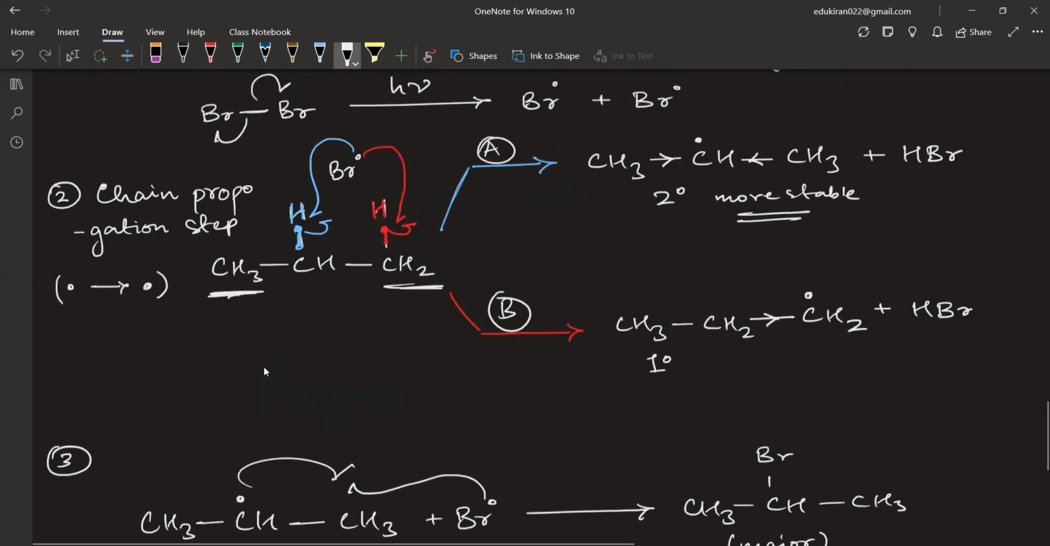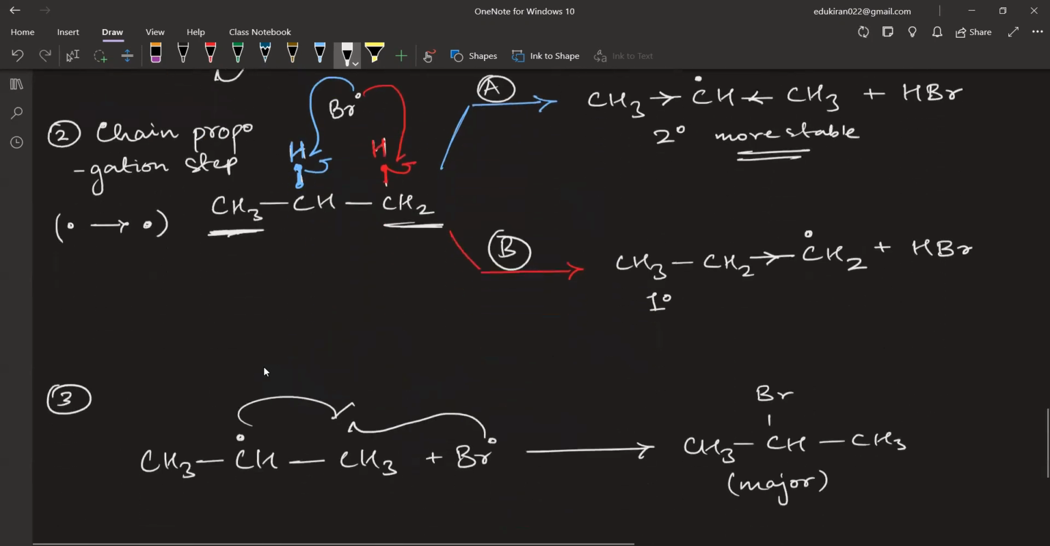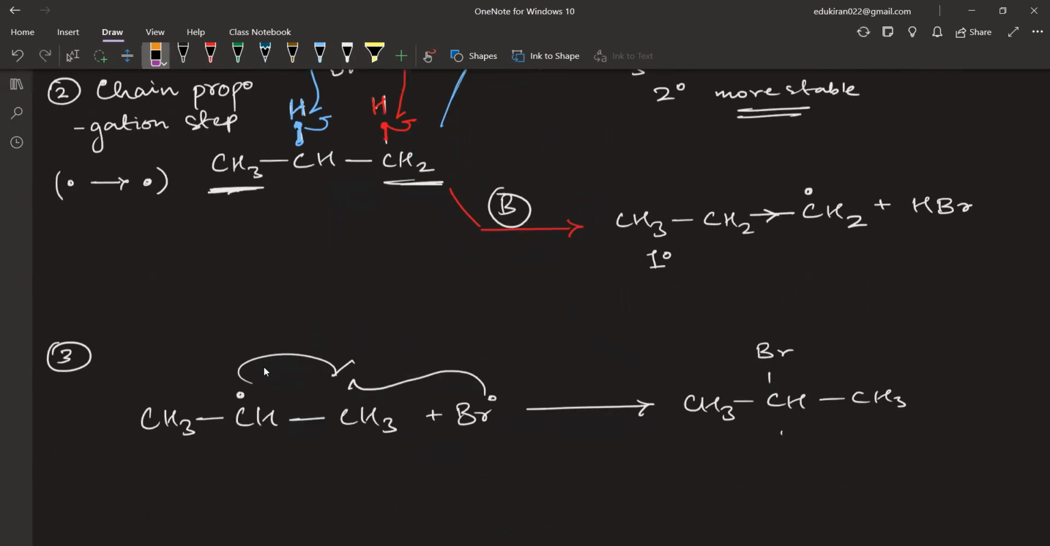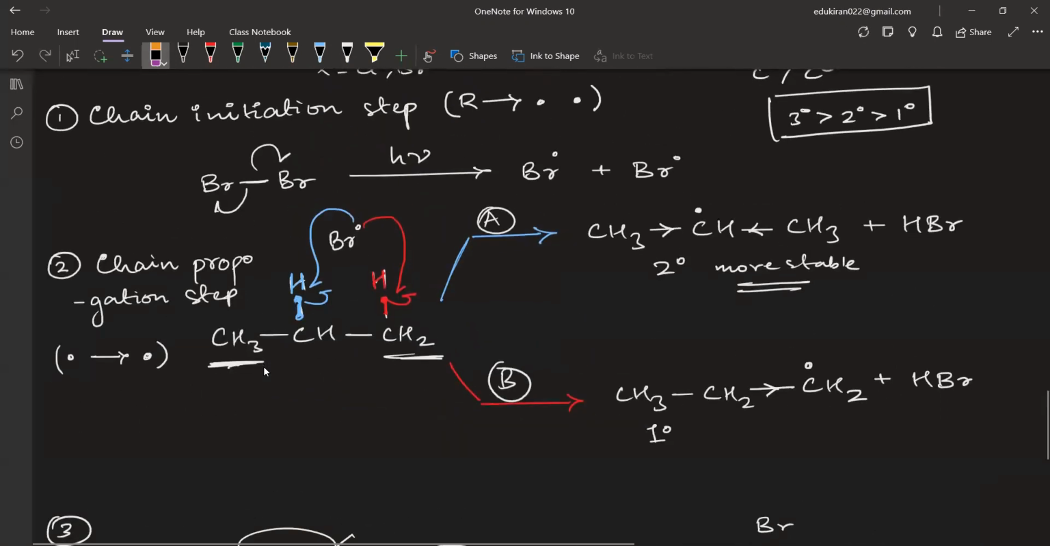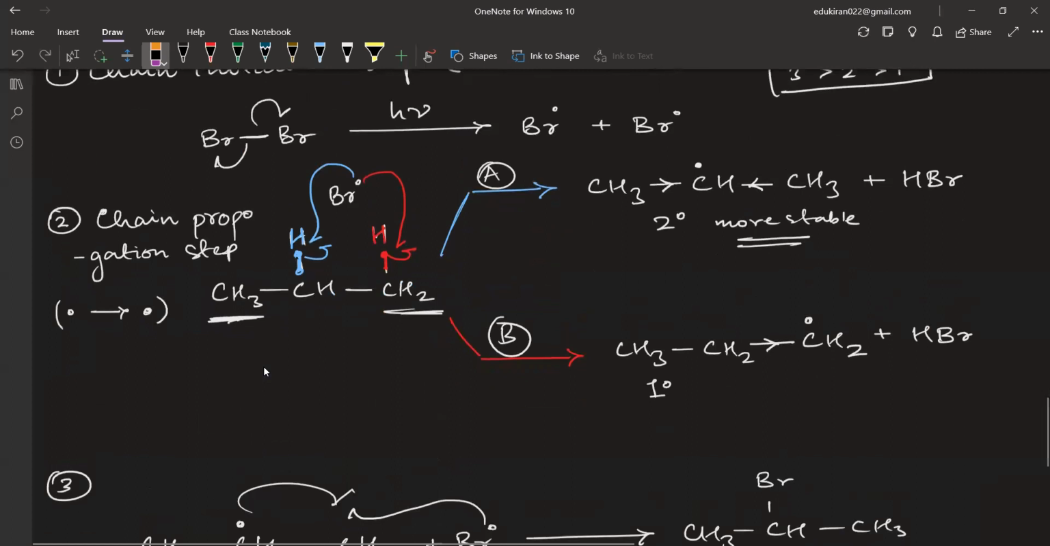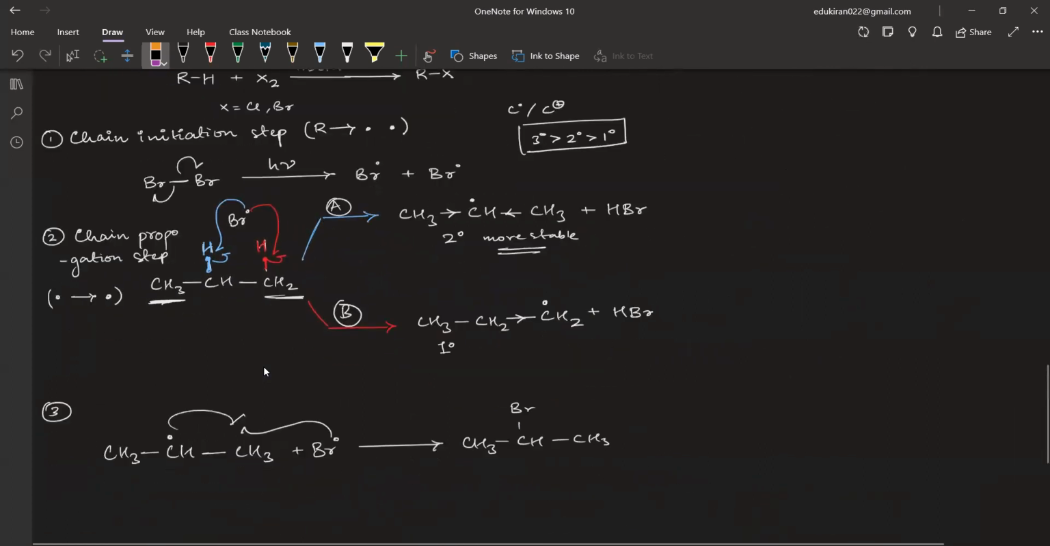So first of all, tell me, did you understand what the mechanism is? Yes or no? Please tell me. Did all of you understand what the mechanism is? Yes, sir. Okay, so there are 3 steps. In the first step, there is no free radical in the reactant, but in the product you will get one free radical. That is chain initiation. Then there is chain propagation. In the third step, you can see that there is a free radical in the reactant, but no free radical in the product. That is why this is known as the chain termination step. Chain termination.